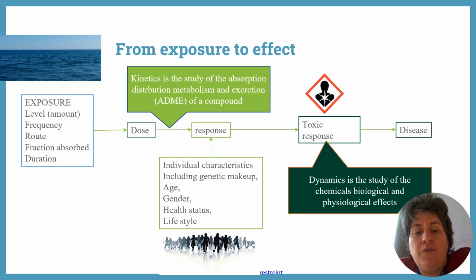Mainly, going from a dose to a disease, we have several elements. First of all, as I said before, from exposure, it depends on different information: the level, the frequency, the route, the fraction absorbed, and the duration. And this can lead to different types of toxicological effects or responses within a body. And then there is the individual response, characterized by elements such as individual lifestyle, genetic makeup, the age, the gender, the health status. So all of this information is taken together when we are assessing the risk of a chemical.